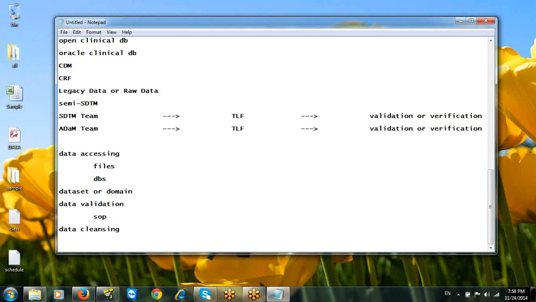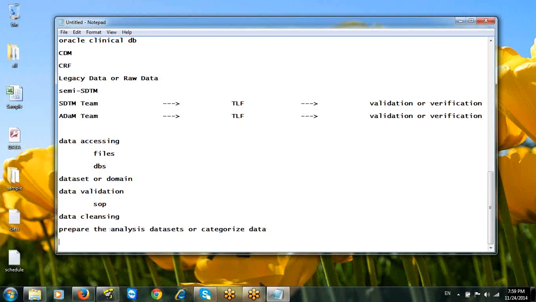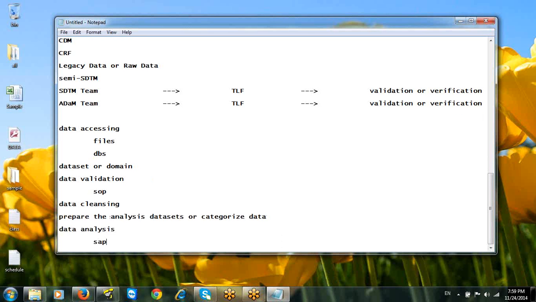Once that is over, we will prepare the analysis data sets, or we will categorize the data. We will make it more standardized, or simply prepare the analysis data set which is used to do the analysis. And we will do the analysis according to the SAP, the statistical analysis plan.